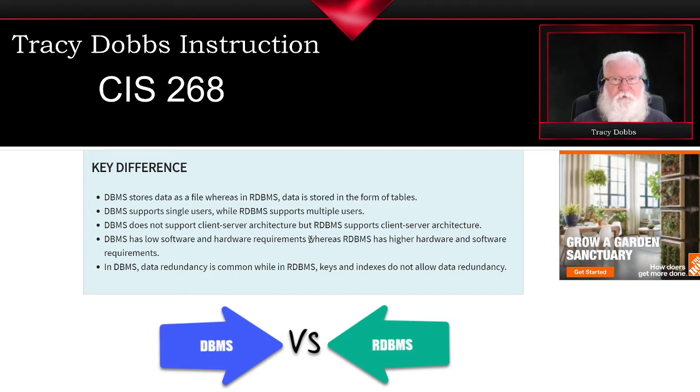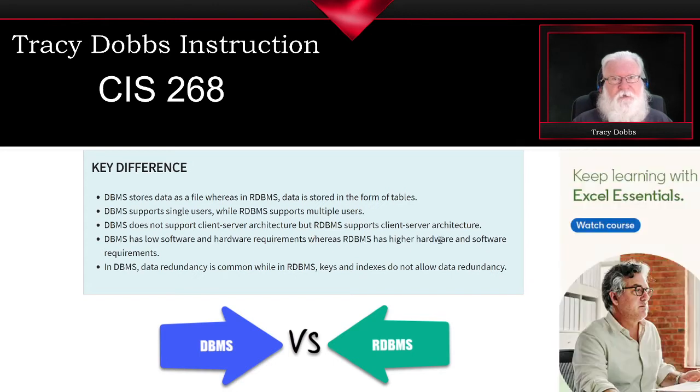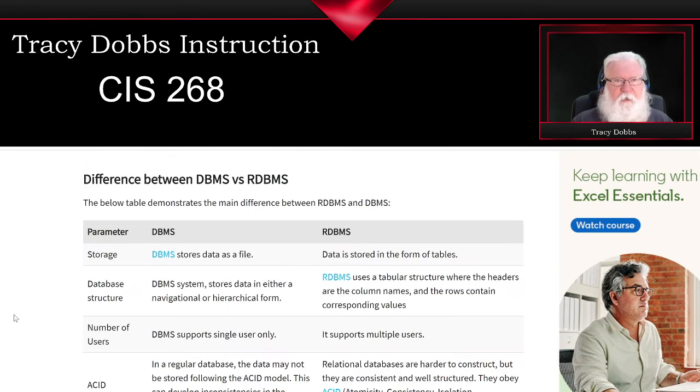It was not that much of a challenge. A relational database management system has higher hardware and software requirements. So you'll see the difference here in just a second. In DBMS, data redundancy is common, while in a relational database management system, you do your best to prevent data redundancy. Okay, so let's make sure what I've got here.